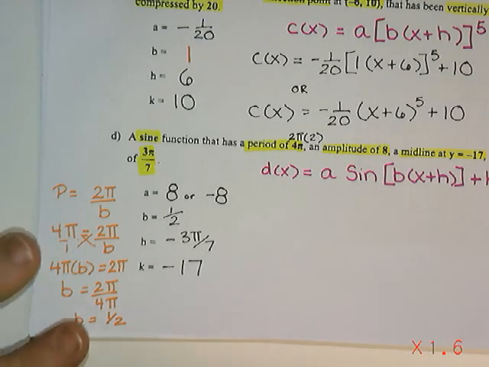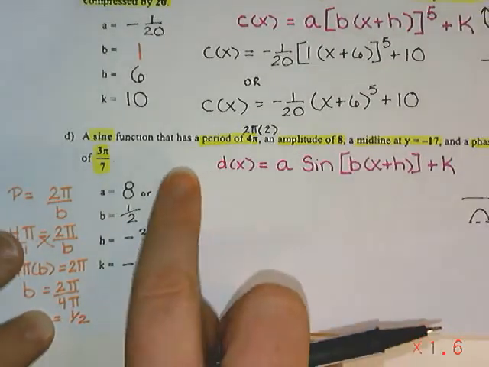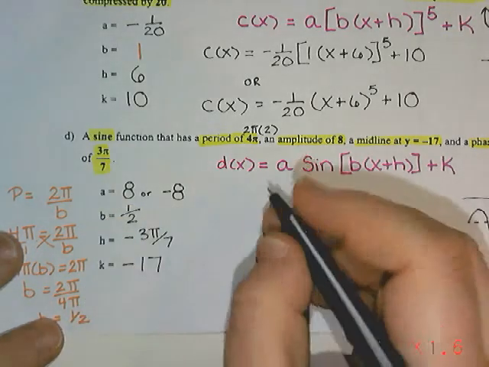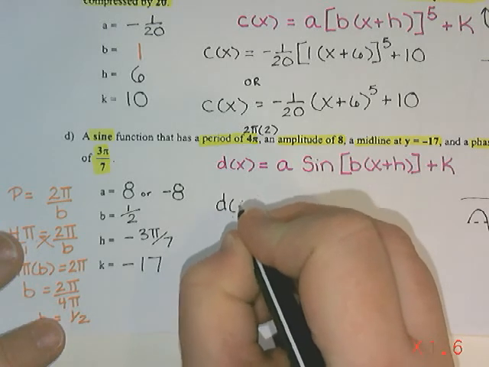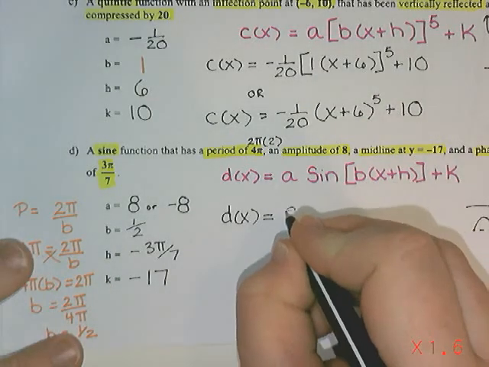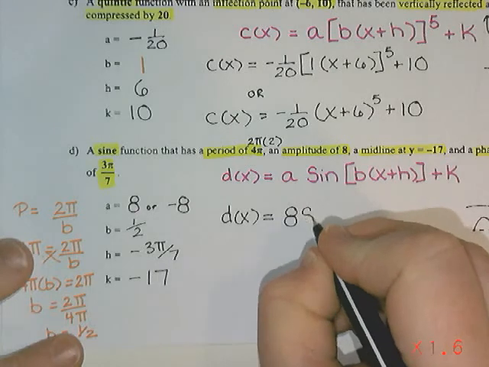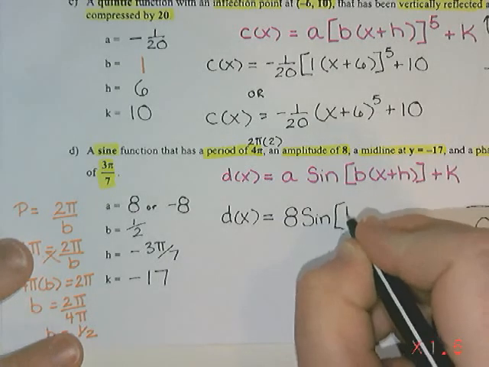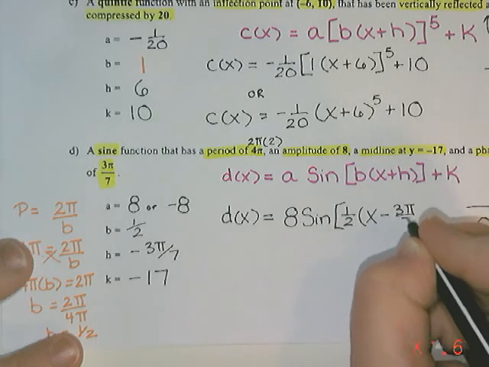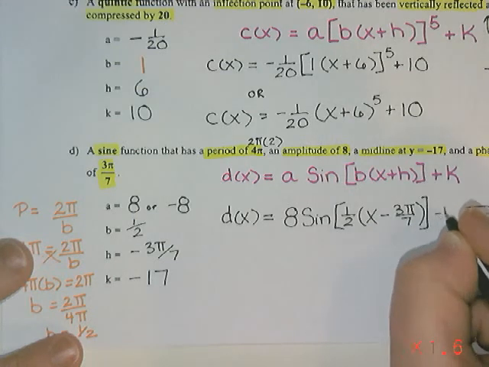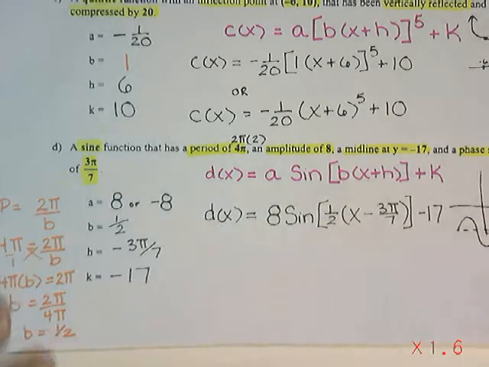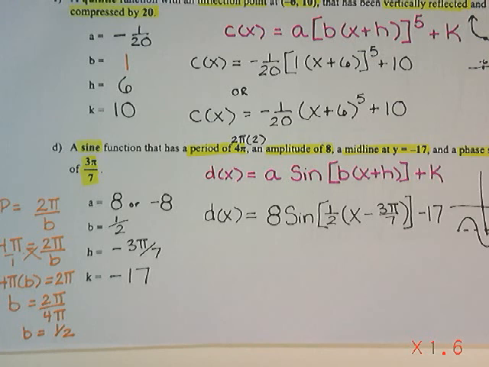It's your choice. So my final equation, I do actually have a number for each of these. The only thing I'm not sure about is whether this is 8 or -8. So I am just going to choose one. I think I'm just going to pick 8, but it could be -8. I don't really know. So I'm going to say this is 8, and then times sine of 1/2 x minus 3 pi over 7 minus 17. You could, if you wanted, maybe put a plus or minus in front because we're not sure if it's positive or negative, but I'm okay with you just picking one.